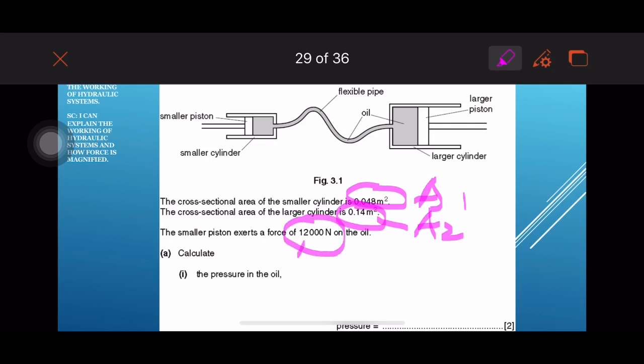And then the smaller piston exerts a force of 12,000 newtons on the oil. So this is your F1. How do you know it's F1? Because you exerted it at the smaller piston. So we are asked to find the pressure in the oil, P1. Since P1 is equal to F1 divided by A1, then we can use the values given already there.